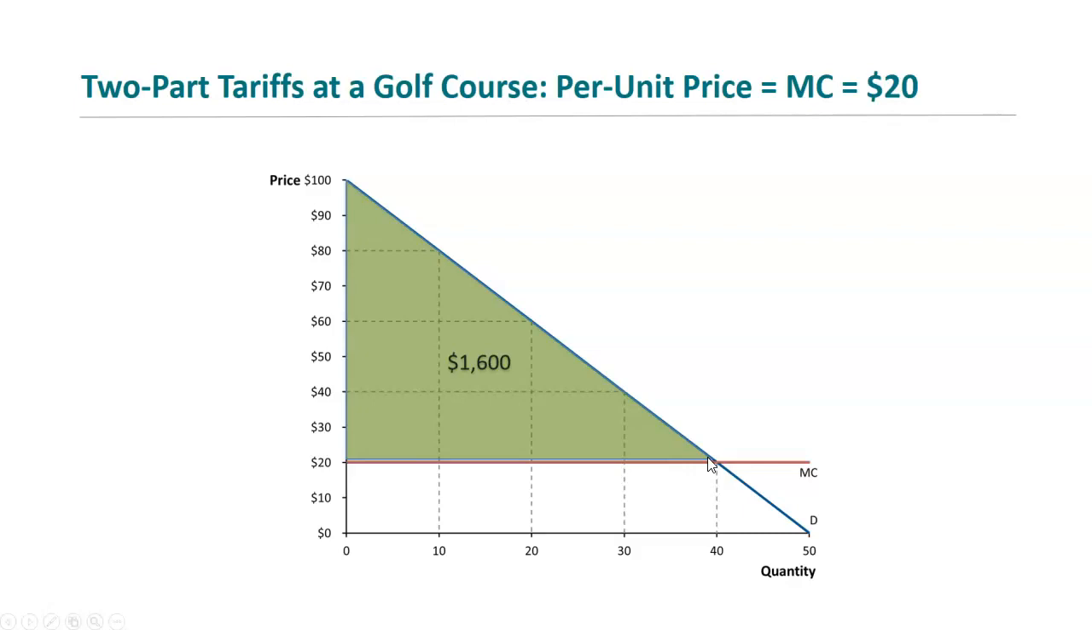And this is actually the best option for you as a firm. Notice you walk away with $1,600 as a firm in this case, where if you charged a higher per round fee with a lower membership fee, here it's only $1,500. If we go back even more, here it's only $1,200. Your best option as a firm is to charge a per unit price equal to your marginal cost, but then charge a membership fee equal to your customer's total willingness to pay, right? Your customer's total surplus at that price.